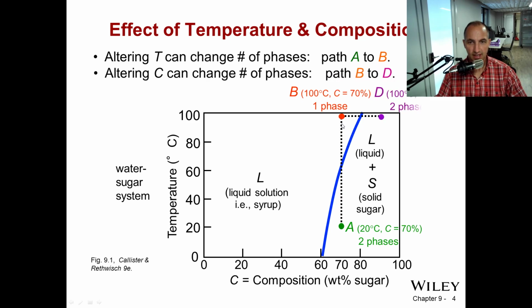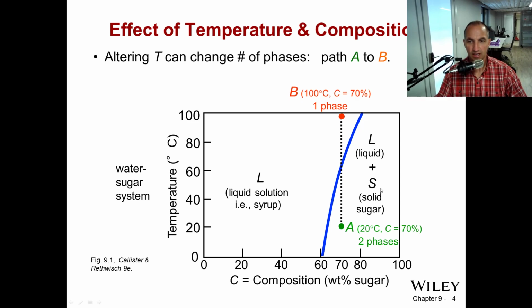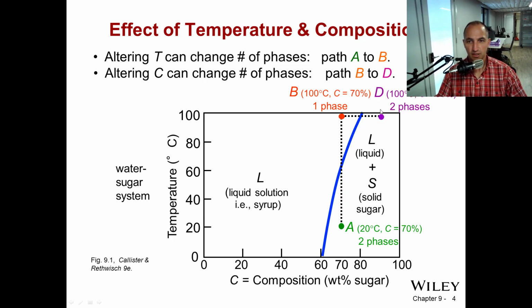So now let's take that path from B and go back to D. Now we can go back into the two-phase region of liquid plus solid. And liquid plus solid, we are at 90%, and we're back into two phases.